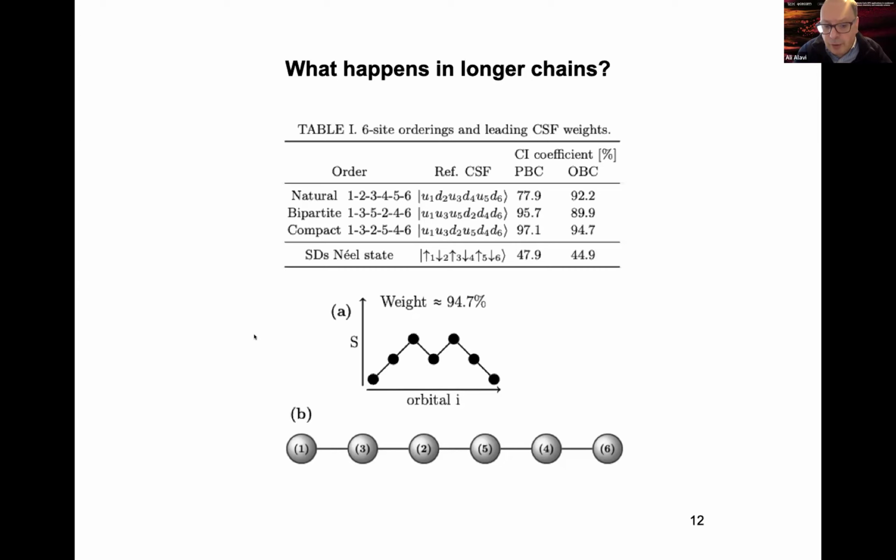And interestingly enough, the optimal ordering that we find looks like this: 1, 3, 2, 5, 4, 6, which means that we start off by placing the first electron on site 1, and then the second electron that we couple is this one on site 3, then we move back to site 2, and then 4, 5, 6, and so on. And what looks like a peculiar ordering actually leads to this extremely compact description.